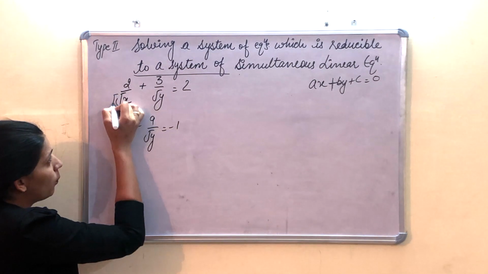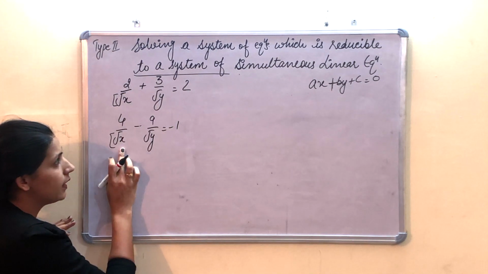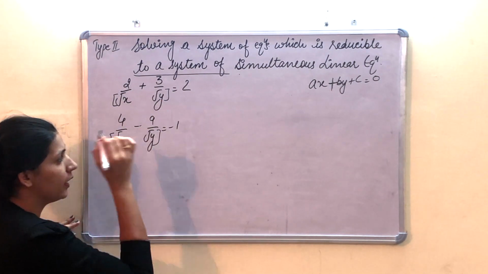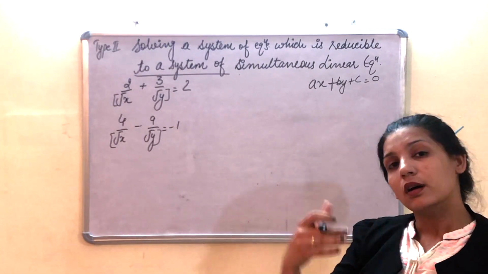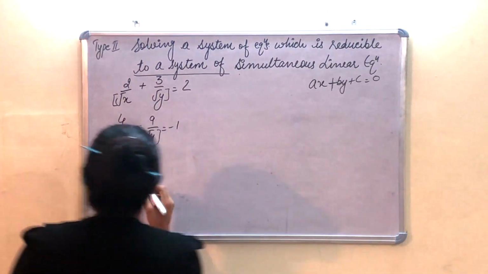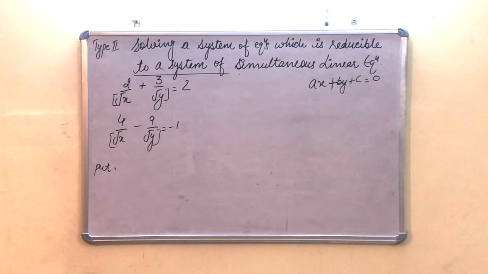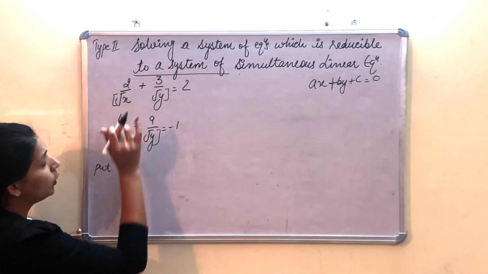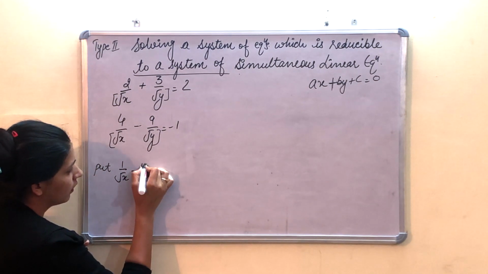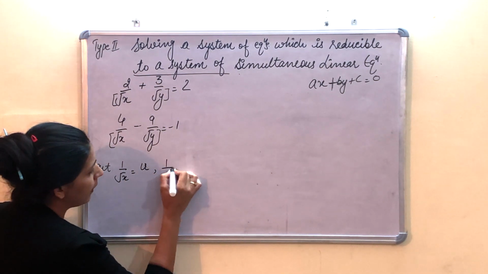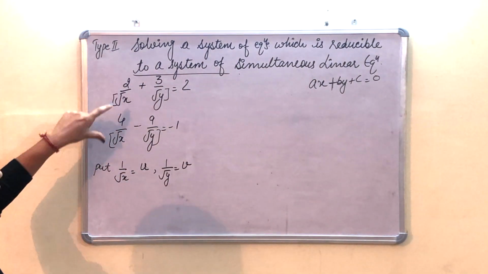Check whether these denominators are the same or not. Here under root x, here under root x, here under root y, here under root y. We change these denominators to other variables. So let us put 1 by under root x is equal to u and 1 by under root y is equal to v.